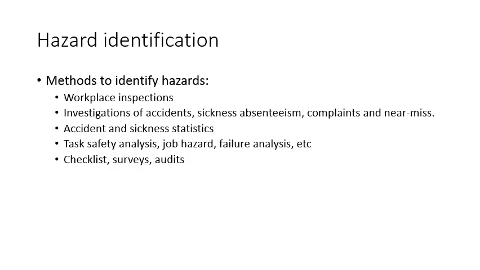How do we identify workplace hazards? Well, you can identify hazards by carrying out workplace inspection. You can investigate accidents, sickness, absenteeism, complaints, and near misses to identify hazards involved in each scenario. You can also identify hazards by carrying out analysis on accident and sickness statistics, performing task safety analysis, job hazard analysis, failure analysis, using predefined checklists, and conducting surveys and audits in a workplace.